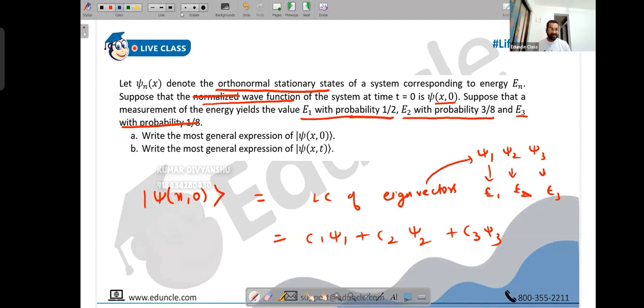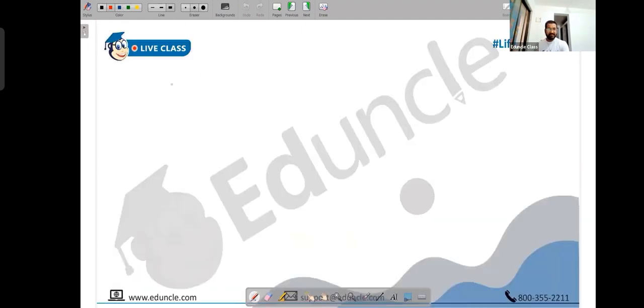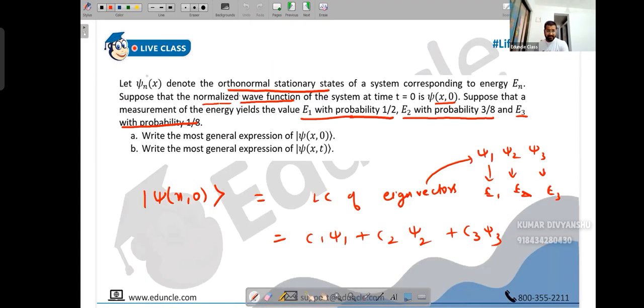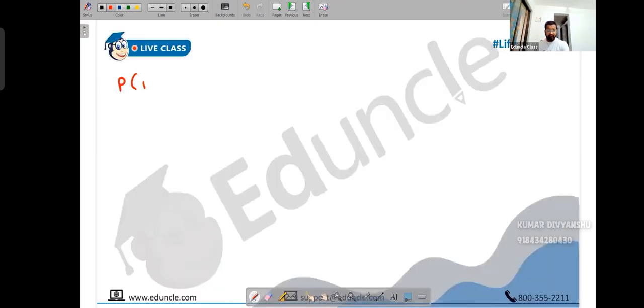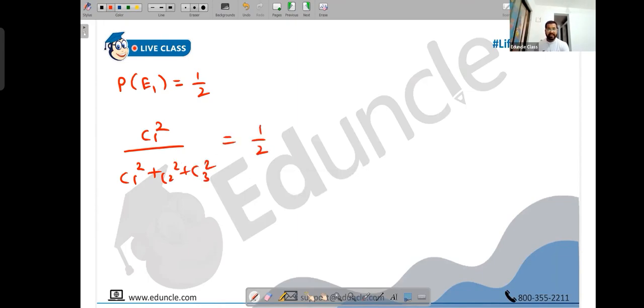Okay, correct. So hang on. When you say normalized, normalized basically means that the value of psi will be 1. What is the connection between normalized and probability? I'm also confused right now. They have given us the probability of E1. What is the probability of E1? They have given us it is half. If I use the general formula C1 square upon C1 square plus C2 square plus C3 square, this is half. How do you proceed after this then?